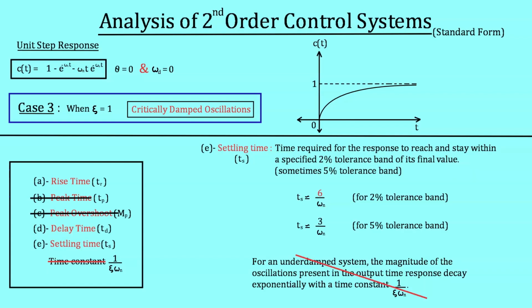Settling time is defined with the same definition, however, the formula differs slightly. For a 2% tolerance band, the formula is 6 divided by zeta times natural frequency, zeta being equal to 1. However, in the case of underdamped oscillations, the formula was 4 divided by zeta times natural frequency. Again, these are approximate formulas. There may be questions where you have to find the answer by first manually finding the output equation in the time domain, then finding the time at which it reaches 98% of the final value, rather than directly applying these formulas. The time constant is not defined here as there are no oscillations at all.